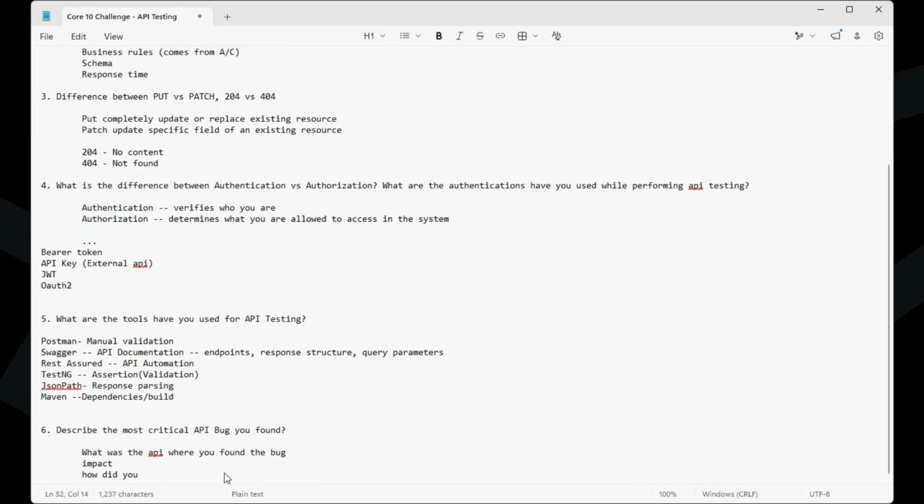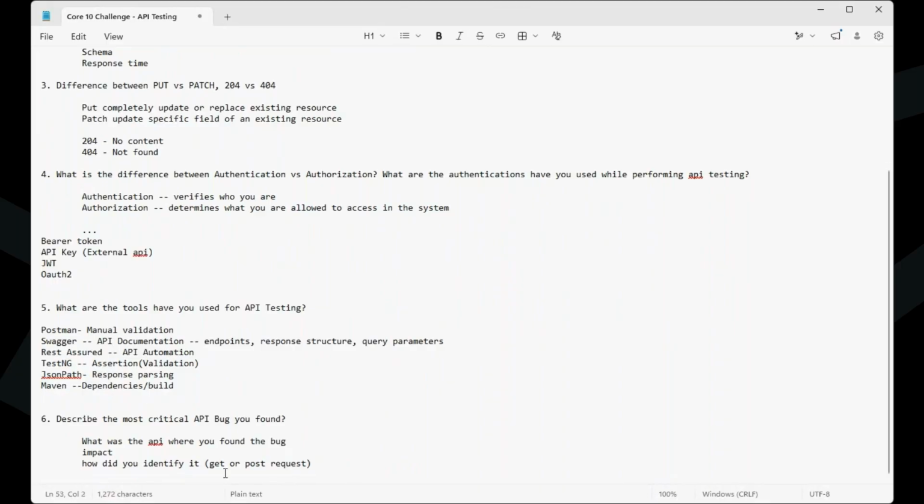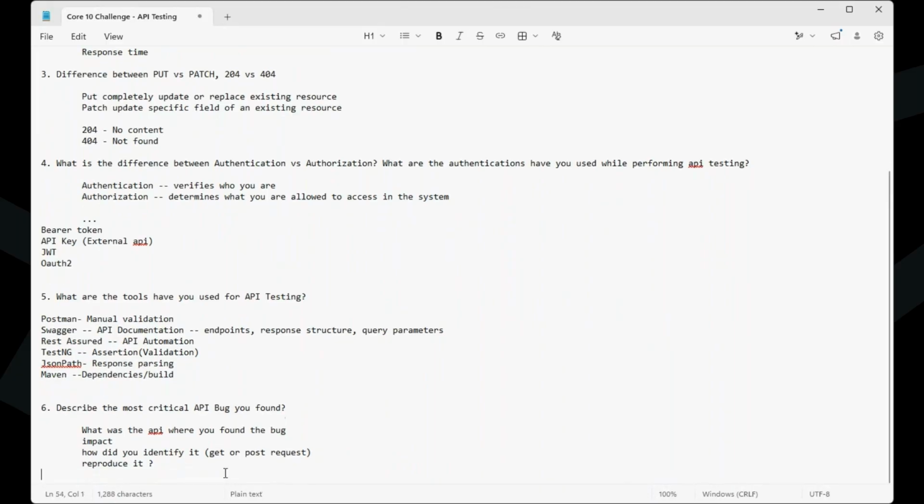And how did you find it? How did you identify it? By a GET request or POST request. So somehow you got it, right? And you can talk about whether you reproduced it, and then whether you did root cause analysis, RCA. How did you find the root cause of the bug? So you can talk all about this.